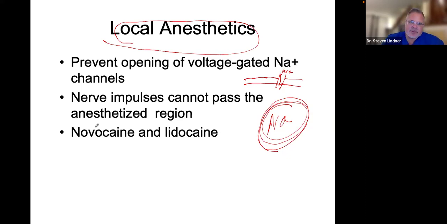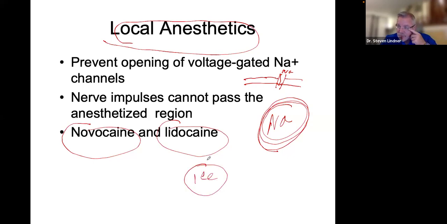All right, so you can have local anesthetics. This is what happens when you go to the dentist and they give you Novocaine. It blocks the sodium channels. Lidocaine does the same thing. You can also use ice. When you hurt your ankle or sprain an ankle and it hurts, you can minimize it by putting ice on it. Ice doesn't block the sodium channel, it just slows them down quite a bit. Ice slows it down.